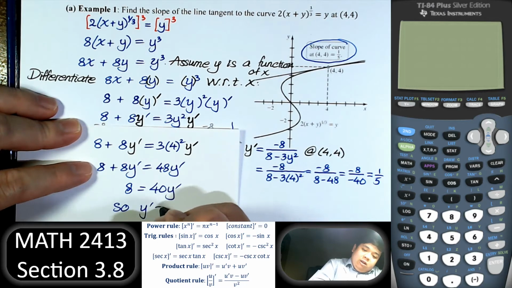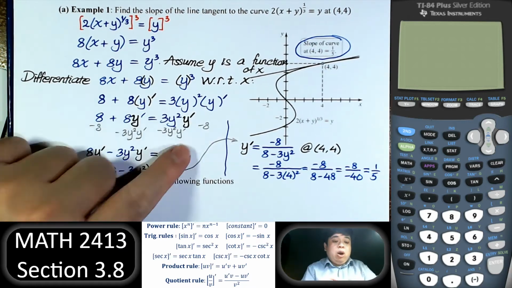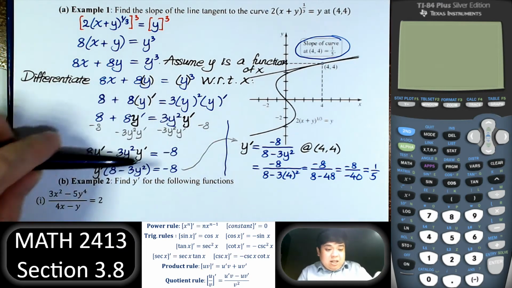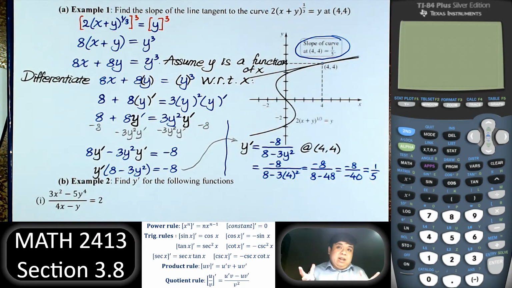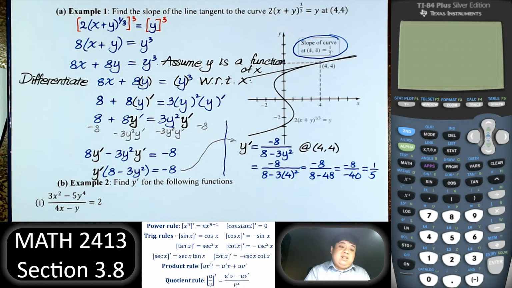So y prime is equal to 8 over 40, which is 1/5. So my point is you can just put the number directly into the equation and solve for y prime. In that case we have numbers, but doing it this way we have the general derivative that has x and y in it. So whatever the numbers are, we can put in later.